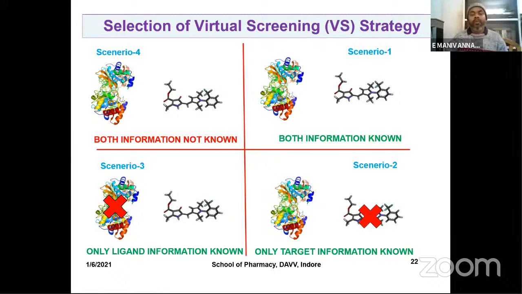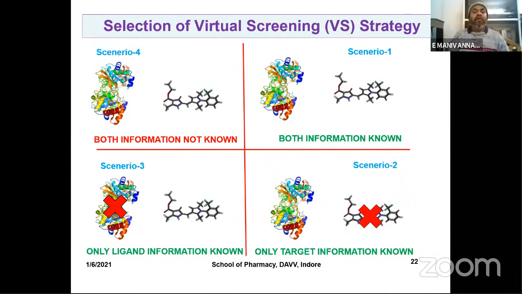In scenario 2, you know the information of the target structure and there is no ligand information available. So in this case, it is only possible to adopt the structure-based virtual screening strategy. In scenario 3, ligand information is available and there is no target structure information. In this case, you can use the ligand-based virtual screening approach.